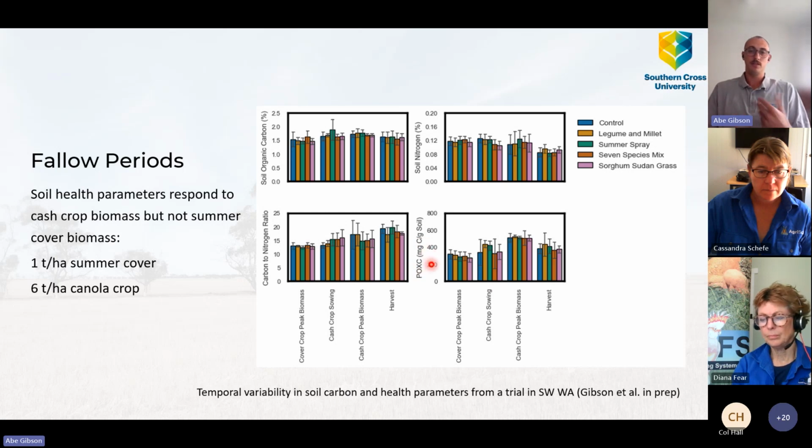Our POC, which is another form of labile carbon, spikes in response to our cash crop peak biomass. So we grew 1 tonne per hectare of summer cover crop, 6 tonnes per hectare of canola. We saw an increase in our labile carbon in response to that canola. So again, it's that in-season cash crop where we're producing that reliable and high biomass that is having an impact on our soil system. It doesn't translate in a single season to total carbon, but you can see it in these precursors to that total soil carbon.